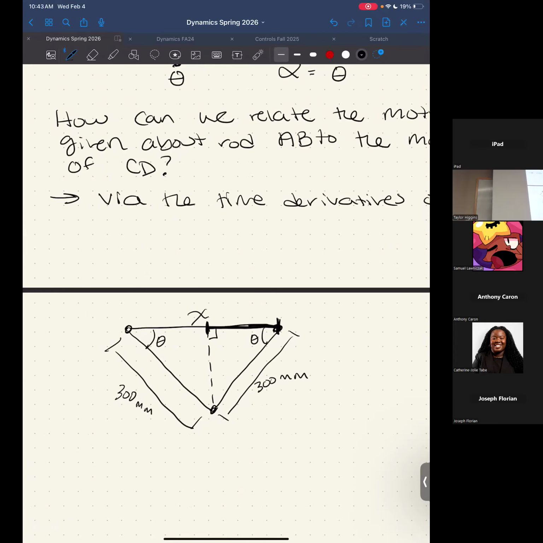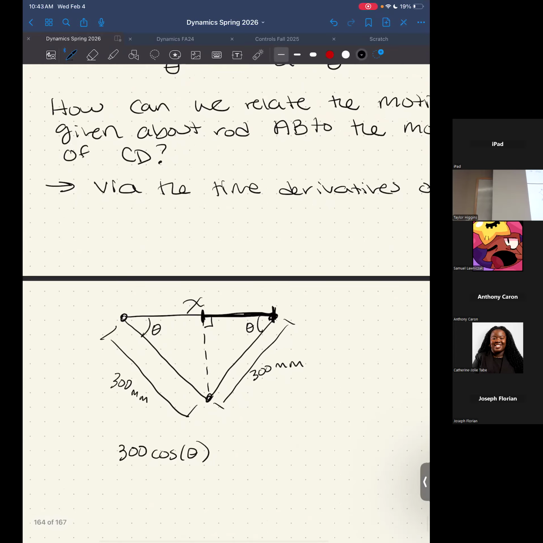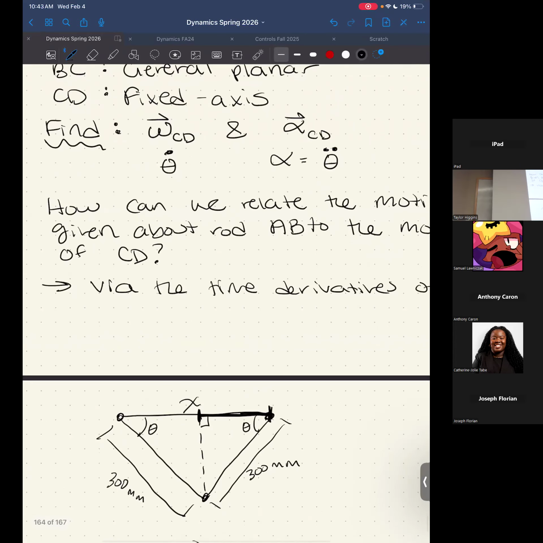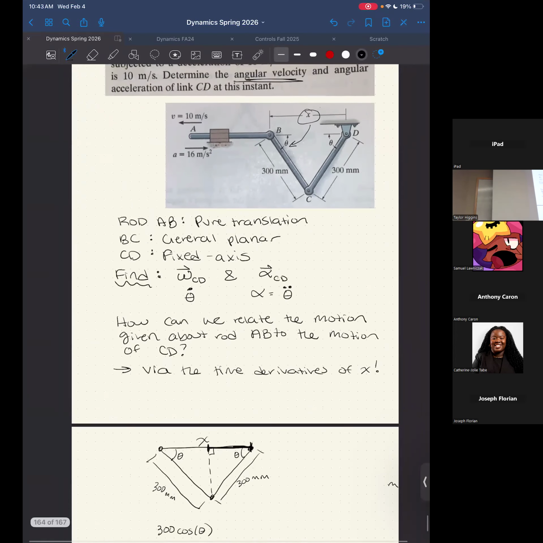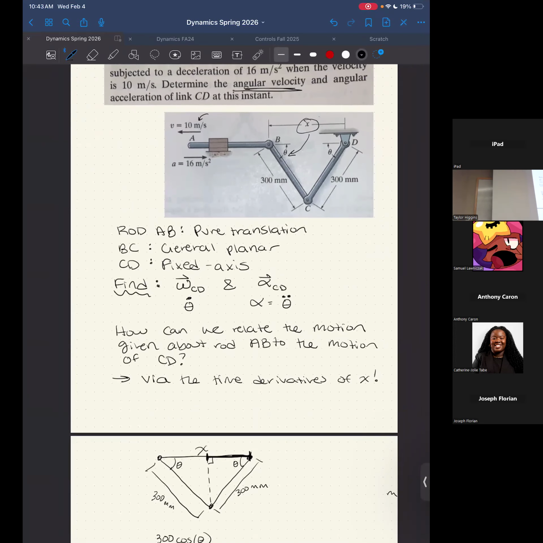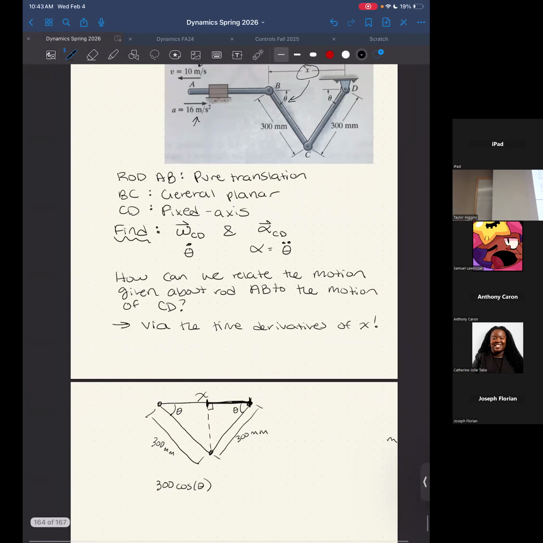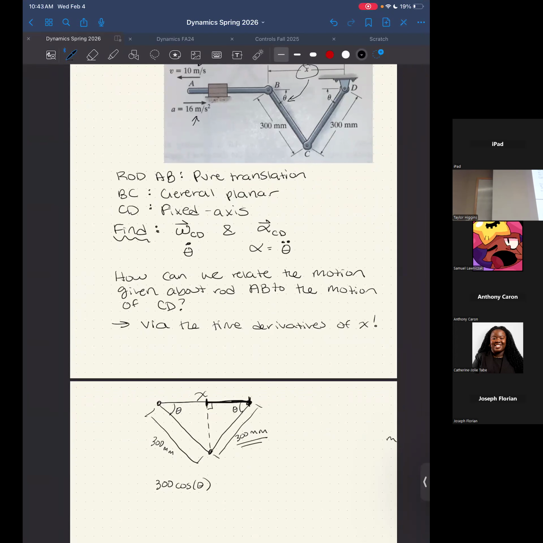Just this section is 300 cosine theta. One thing we should be careful about, though, is that in the rest of the problem, our velocities are given as meters per second and acceleration as meters per second squared. So I actually want to change these millimeters to meters, just because it's meters everywhere else in the rest of the problem. So this is going to be 0.3 meters, and x is just two of these quantities.